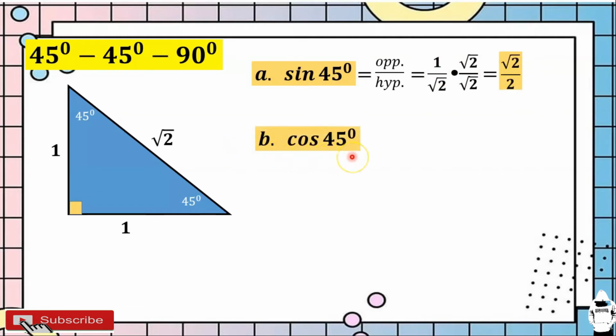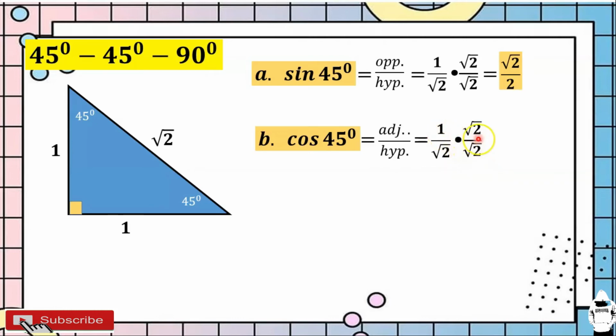Next, cosine 45. So, again, kapag cosine, that is equal to adjacent over hypotenuse. So, again, ang adjacent natin dyan is yung 1. And then, hypotenuse natin, that is square root of 2. So, again, yung ating denominator ay may radical sign. So, we need to rationalize this by multiplying square root of 2 over square root of 2.